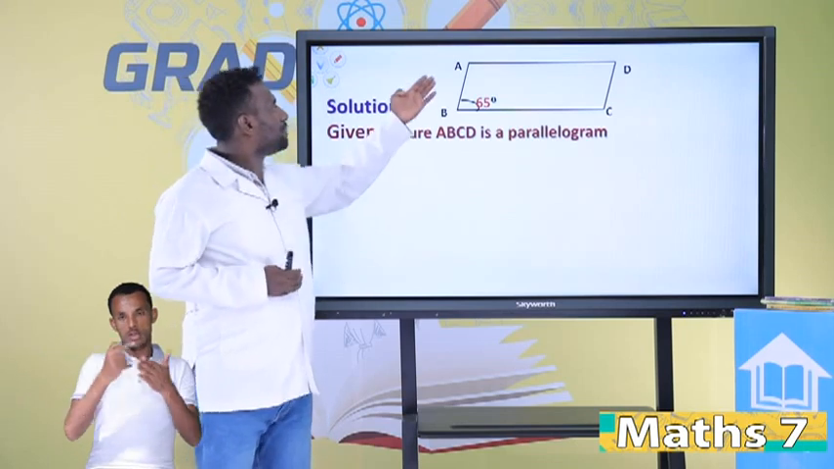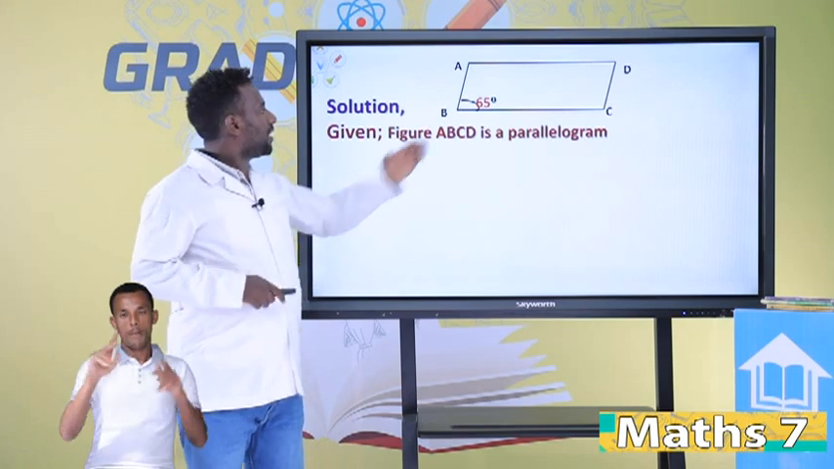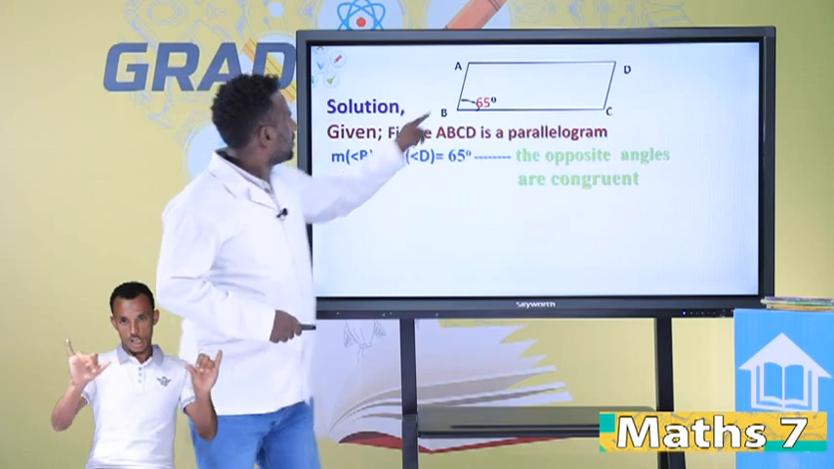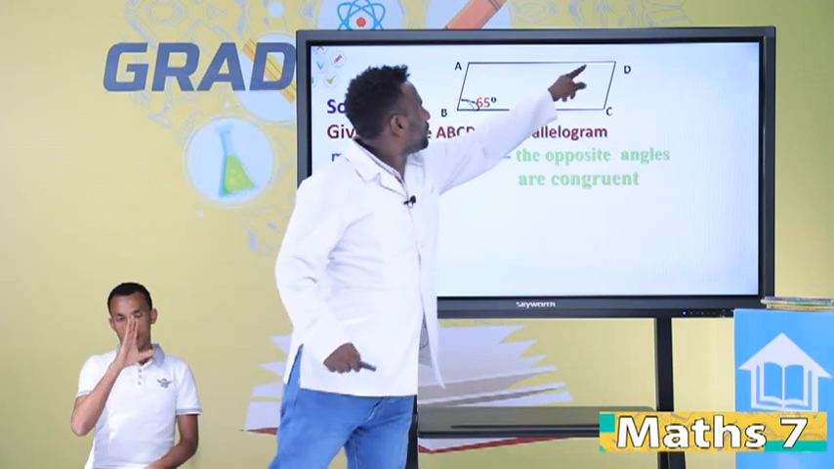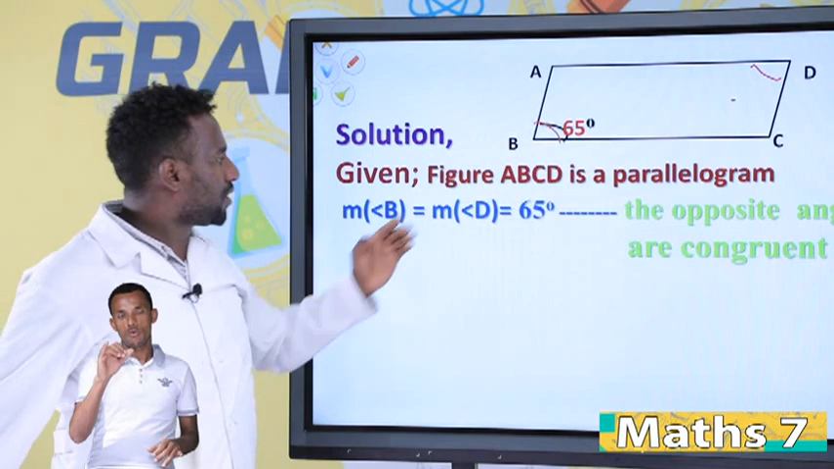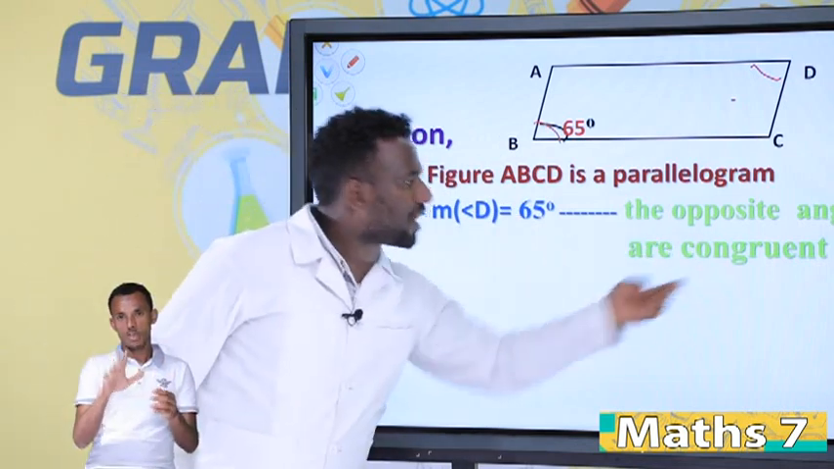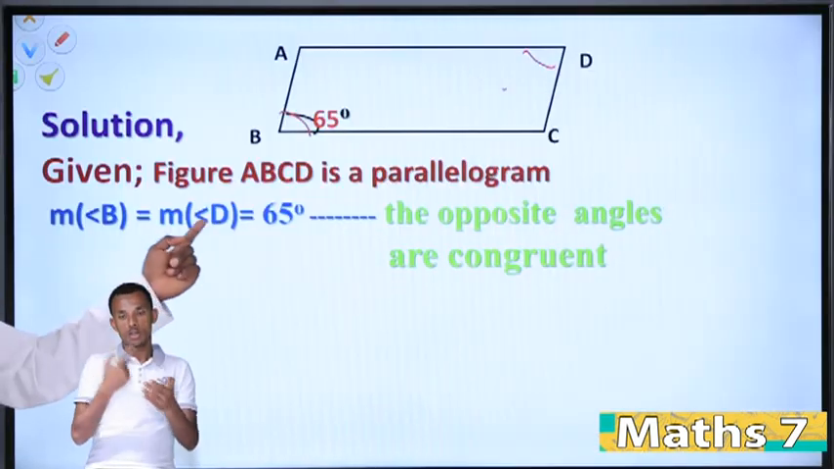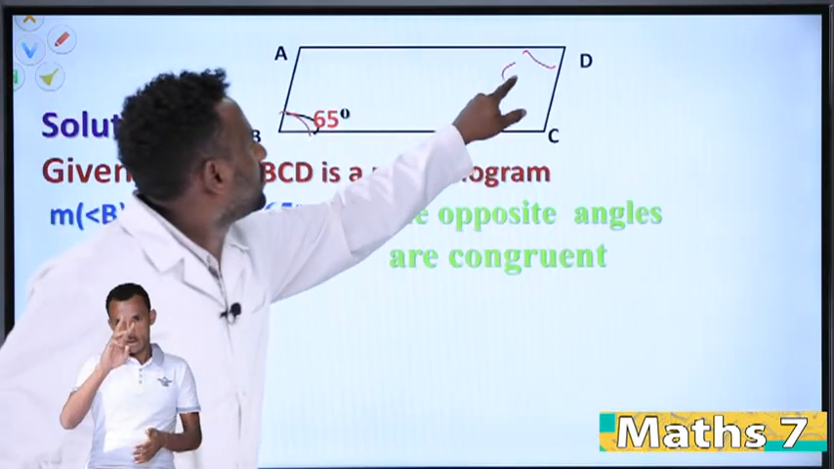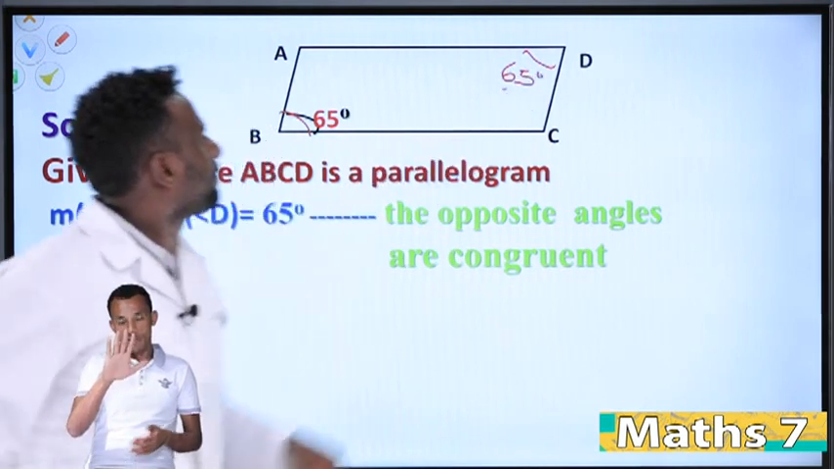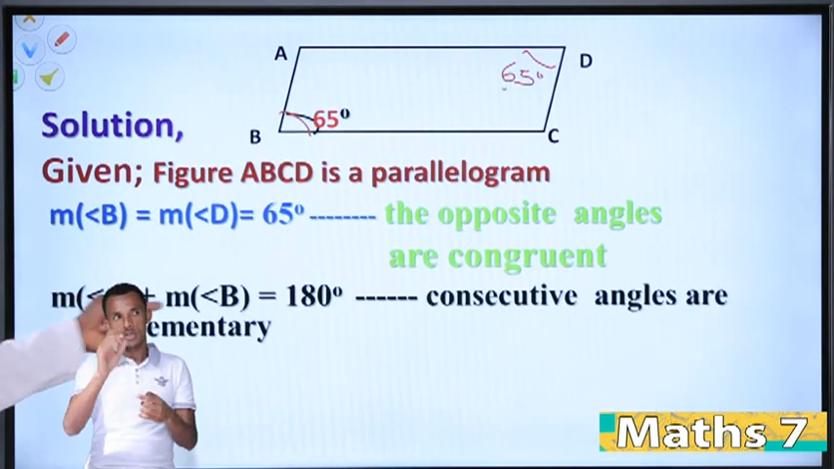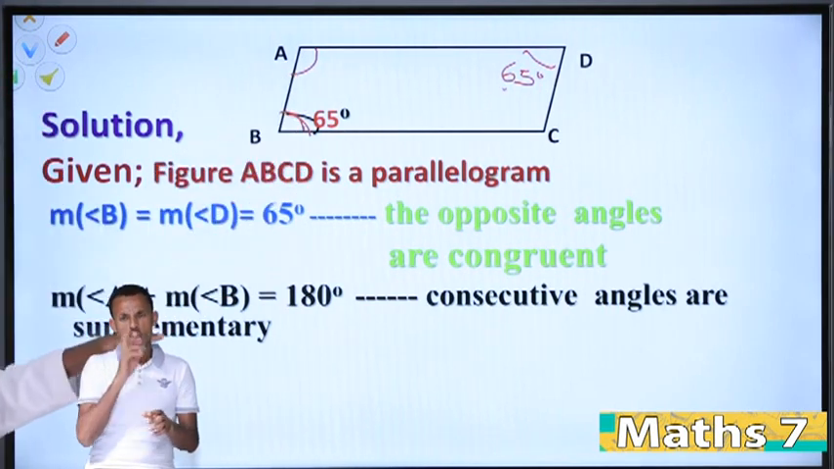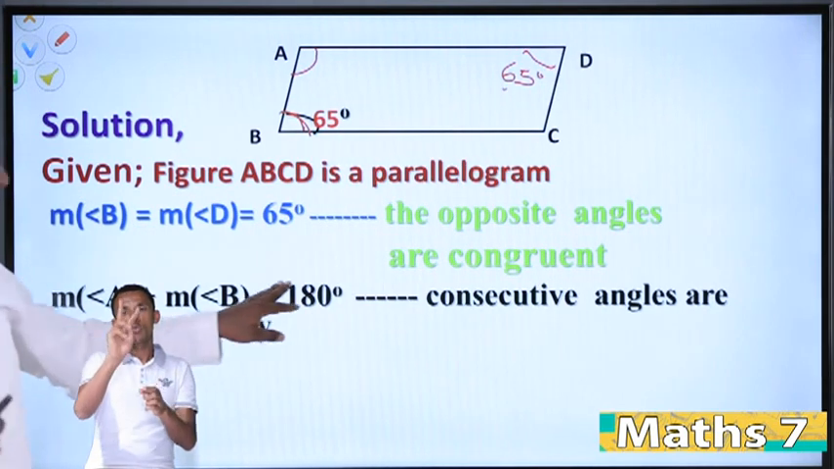In the given figure, ABCD is a parallelogram, and one angle is given as 65 degrees. So the measure of B and the measure of D are equal, because the opposite angles of a parallelogram are congruent or equal. So the two angles, this one and also this one, are 65 degrees. Next, the measure of angle A and B, this is the measure of angle A and B, because they are consecutive angles, the two angles sum to 180 degrees.